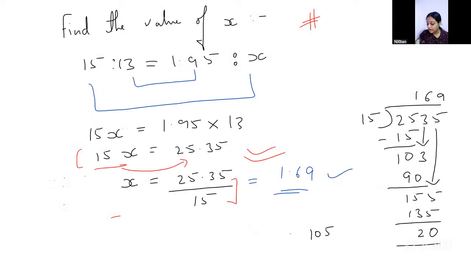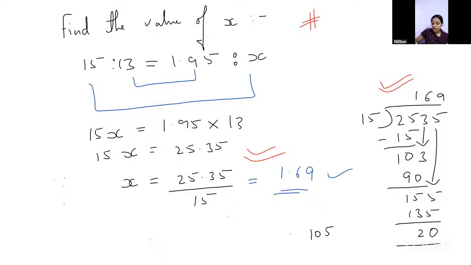That is why I have done that. I took 15 to this side to find the value of x. Then I divided. How to divide 25.35 by 15? I removed the point and did a normal division, a normal division without decimal. I got 169.